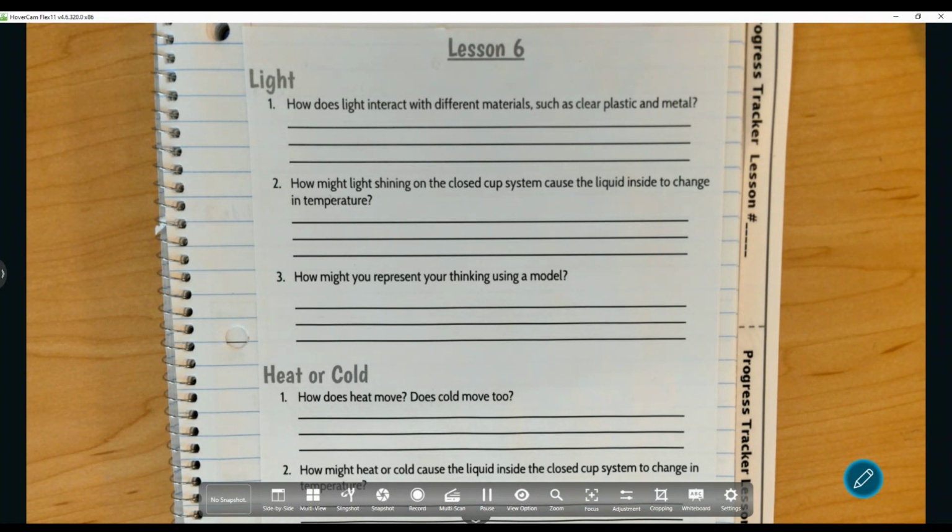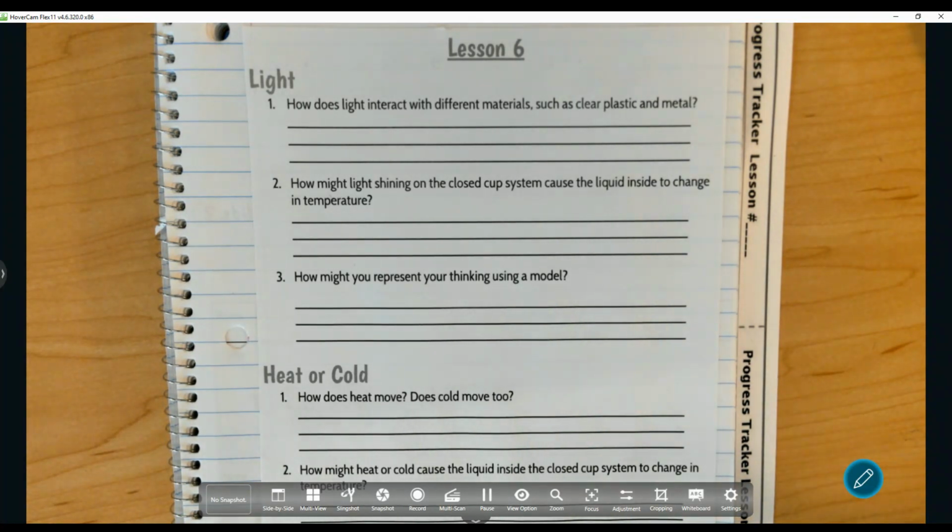What about metal? Think about what happens when light hits metal. How can it affect the metal, that material? Can it go through the metal? Does it do something else when it hits the metal? Is it related to heat? Does it do something in regards to heat?